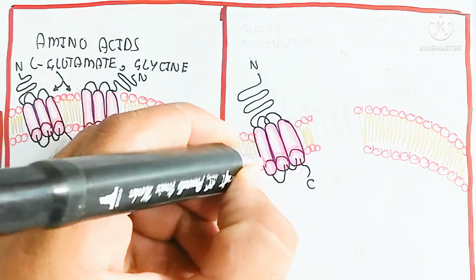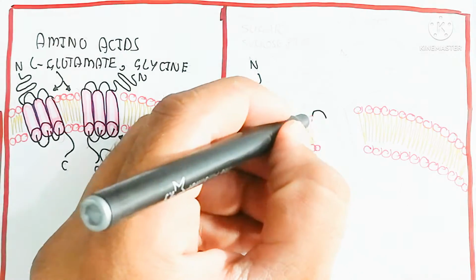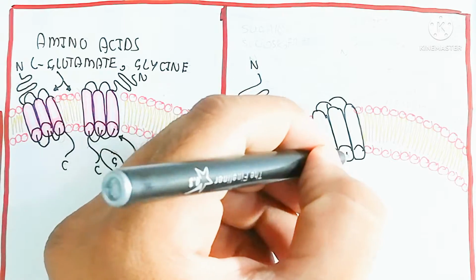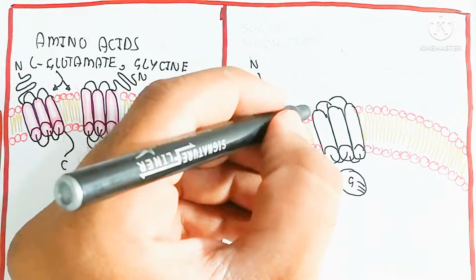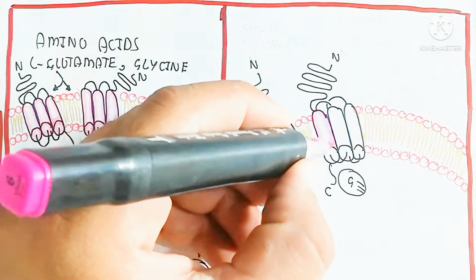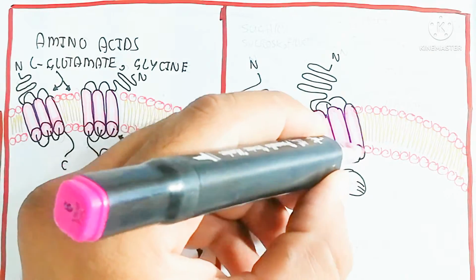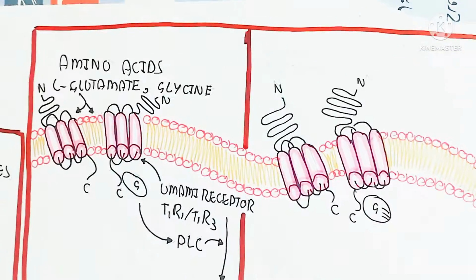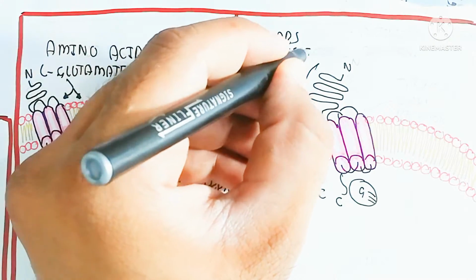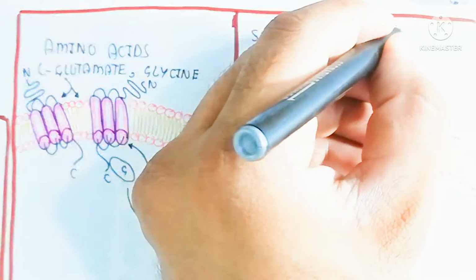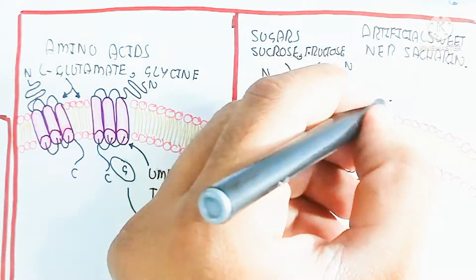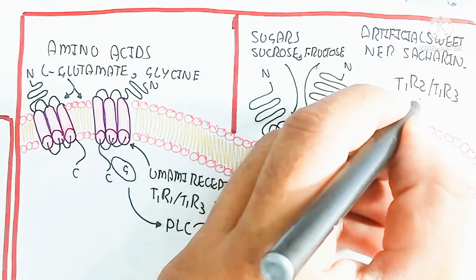Here you can see sugar, sucrose, and fructose, which are sweet, and artificial sweeteners like saccharin. They interact with the T1 taste receptor 2 and the T1R3 sweet receptor. When they bind, this triggers the G protein, and the receptors work closely together, which is why it is basically a dimeric receptor.